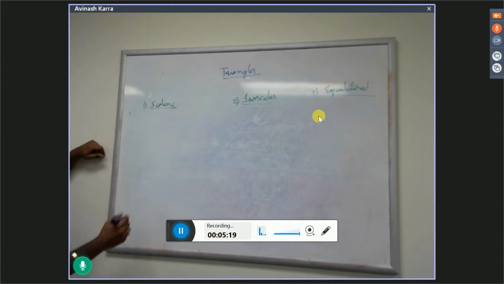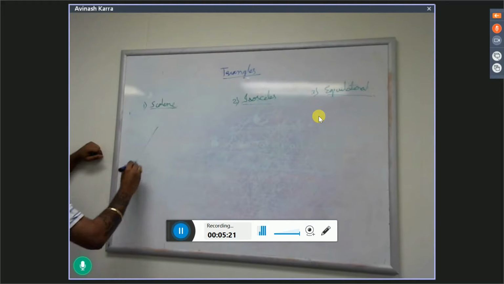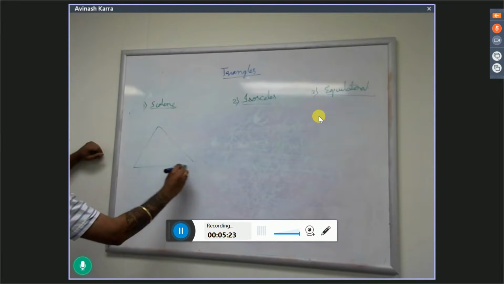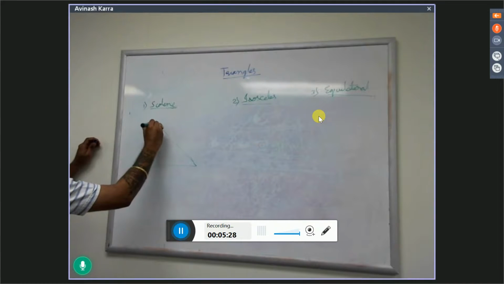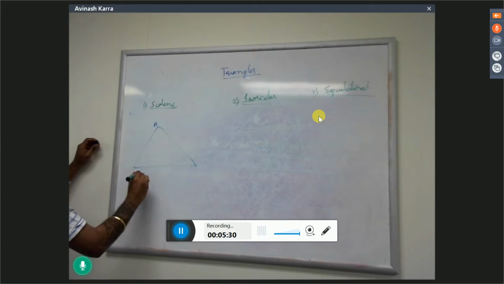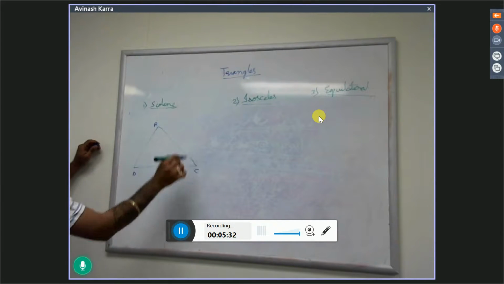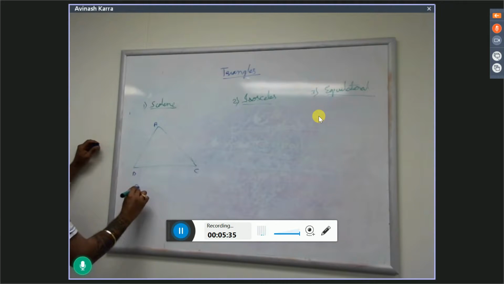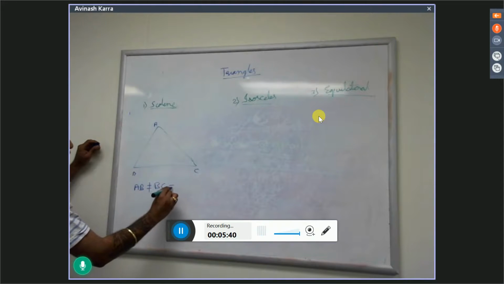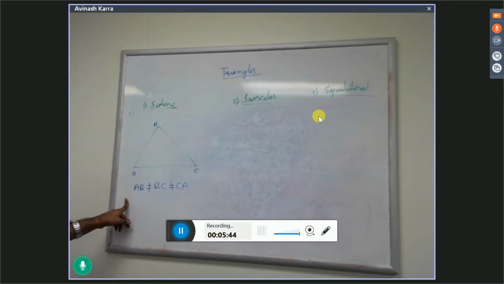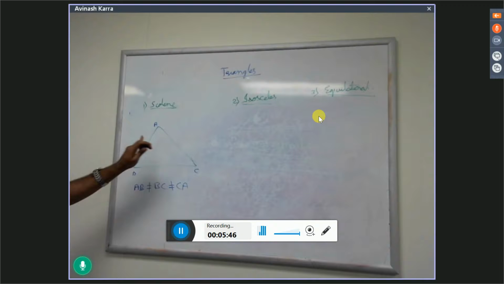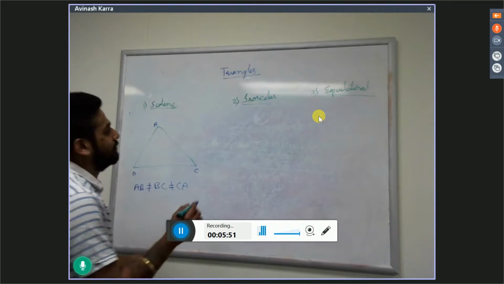First, coming to the scalene triangle. What is a scalene triangle? In this triangle, AB is not equal to BC, not equal to CA. None of the sides are equal. In a scalene triangle, no sides are similar or equal.